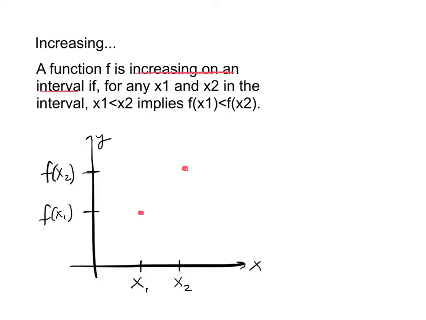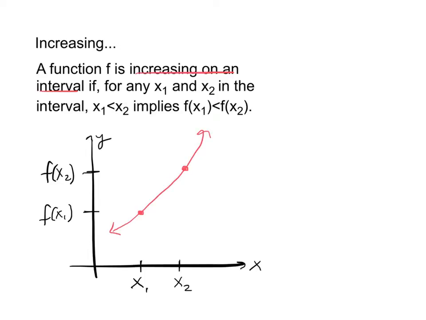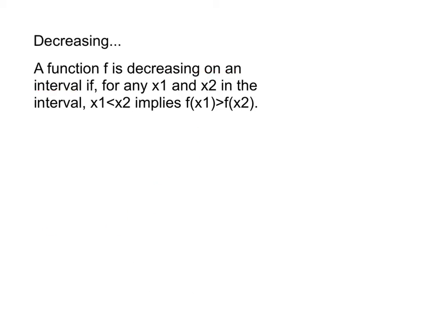So to get from here to here, our function would have to do something like that. And this is true no matter what x1s or x2s we choose. We're always going to have this increasing behavior where f of x2 will be greater than f of x1. Now let's take a look at decreasing.